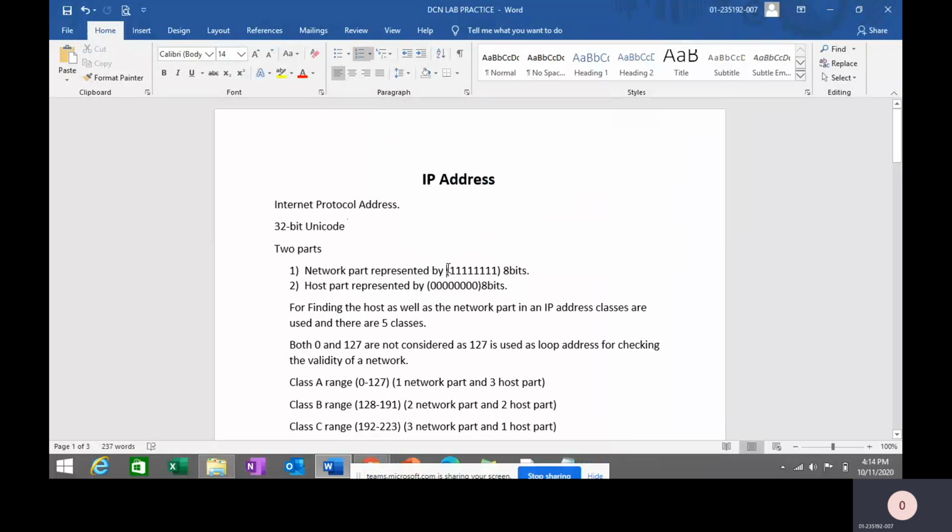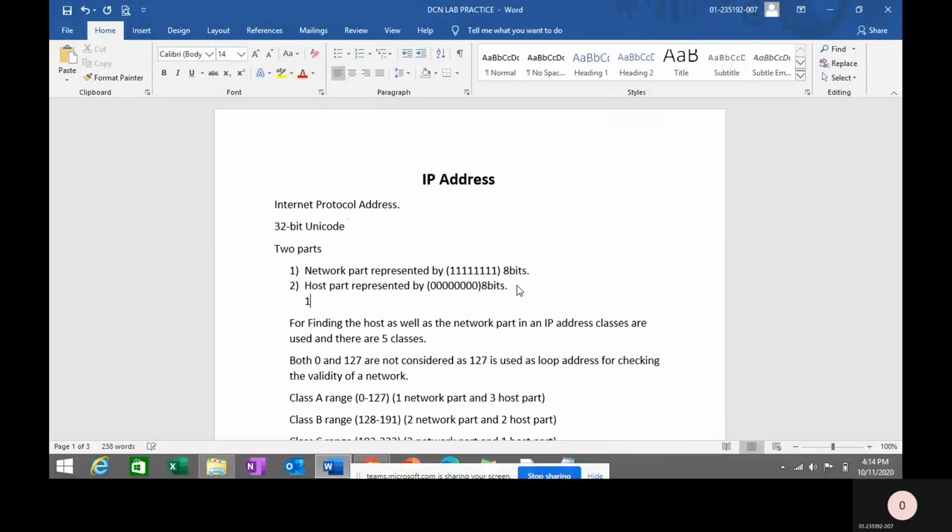Network part is basically represented by a number of ones and host part is represented by a number of zeros while representing them in binary digits. Okay. So there's an ambiguity. What is that ambiguity? If you are having an IP address like 192.168.45.10, we don't know what is the network part of this IP address and what is the host part of an IP address.